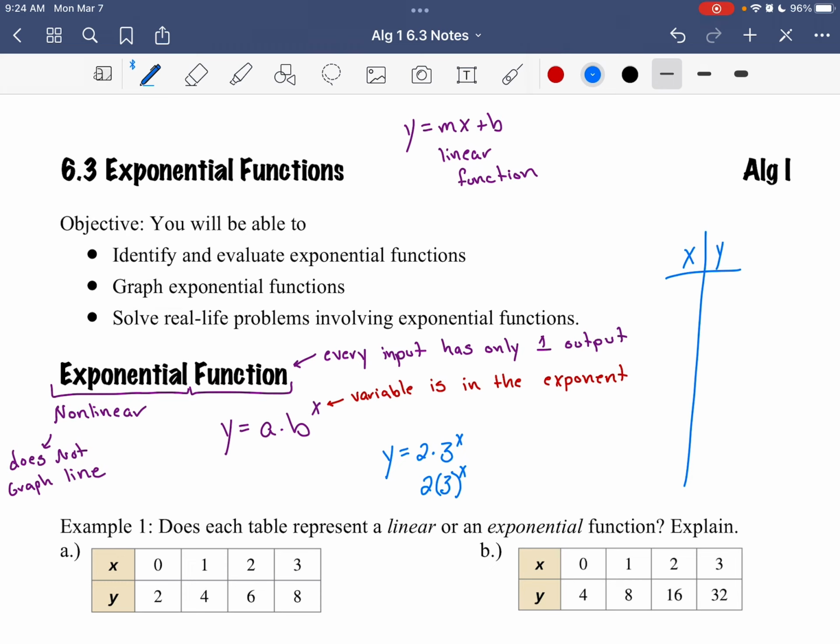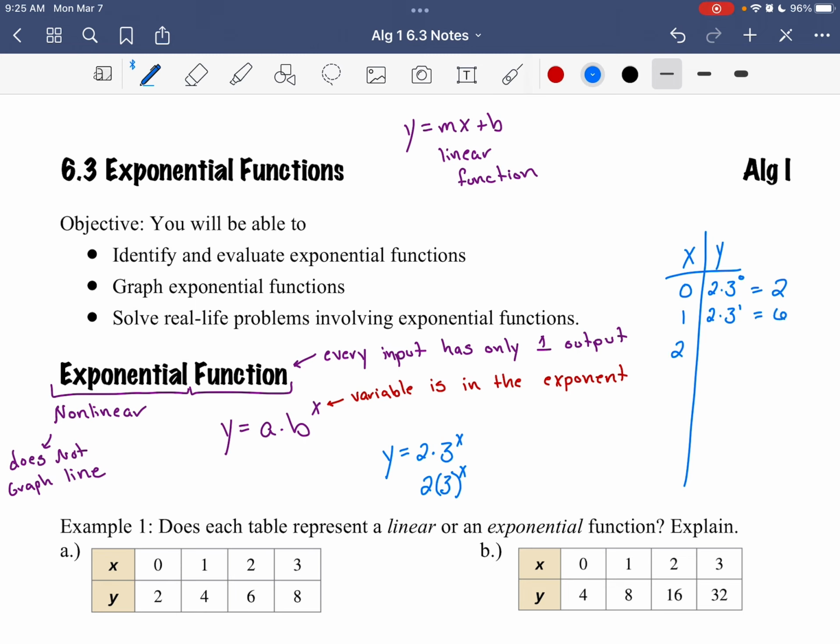And I can put numbers in. Like I can start out by putting in a 0. When I put in a 0, this would give me 2 times 3 to the 0. Well, we know anything to the 0 power is 1. So I would take 1 times 2, which is 2. So an input of 0 gives me an output of 2. If I put in a 1, 2 times 3 to the 1, I have to do exponents first. So I do the 3 to the 1 first. 3 to the first is 3 times 2. This gives me an output of 6.